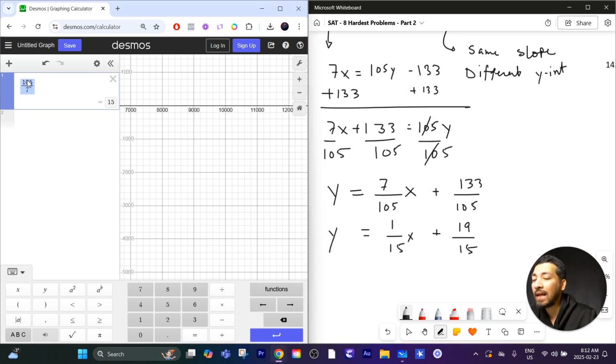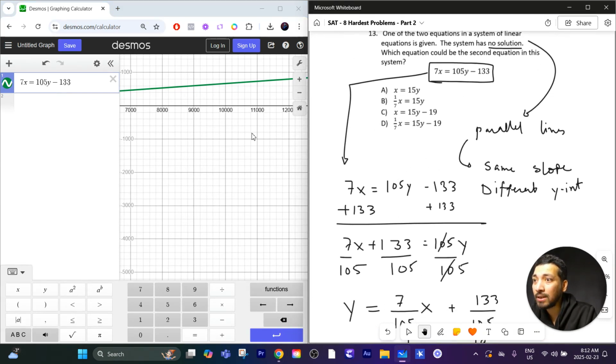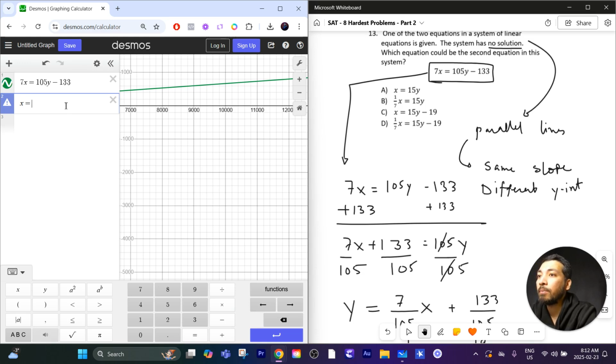Now, whenever you are using a calculator, you can quickly do that on Desmos. So I'll just show you a quick trick over here. We have 7x is equal to 105y minus 133. So I just need to get y in slope-intercept form. What I want to do is I can just plug all these equations in and see if they're parallel or if they're not meeting. So if I plug in all these 4 equations, I'll need to check whether I'm getting a parallel line.